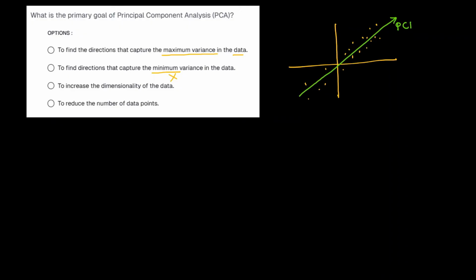The third option says to increase the dimensionality of the data. This is false because we need to decrease the dimensionality, right? That's why we use PCA, right? And then it says to reduce the number of data points. This is definitely not true because we can never reduce the number of data points that are available to us in the data set, right? So the last three are false. Only the first one is correct.